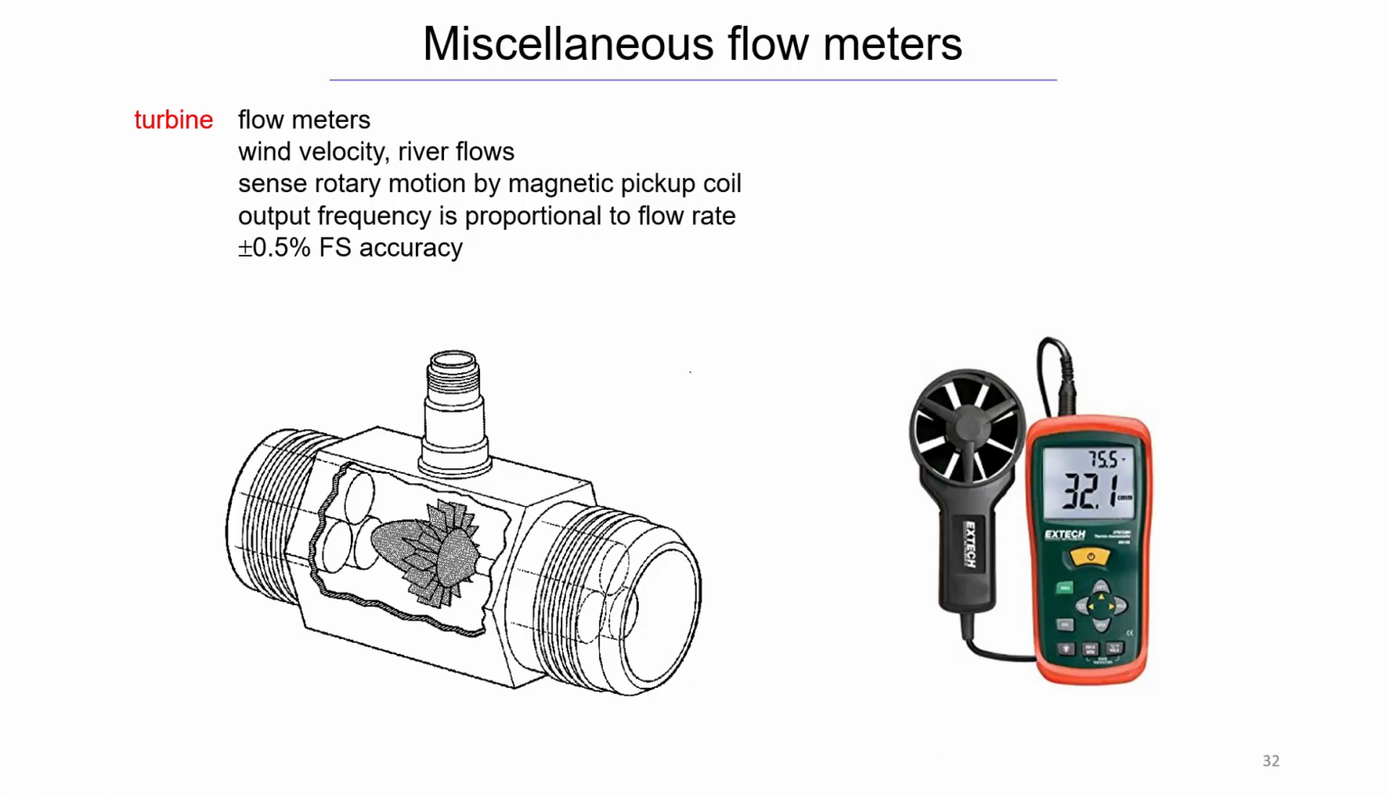So here we have a turbine flow meter. These can be used to measure wind velocity or river flows. Basically, the flow is going to rotate this, and then a magnetic coil pickup is going to pick up the pulses. So much like the concept of counting the pulses, relating that to what the flow is. Here we're counting the pulses.